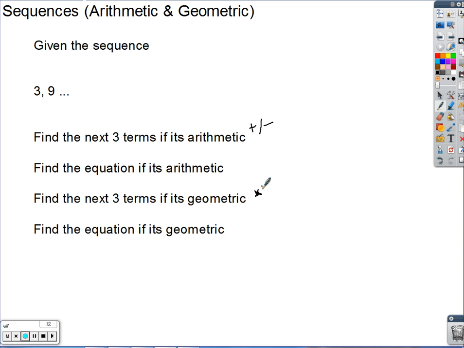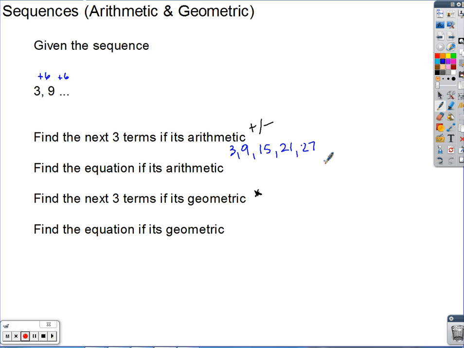So find the next three terms if it's arithmetic. Well, if this sequence were arithmetic, we have to add 6. So if I continue to add 6 each time, I will end up getting, for my next three terms, 15, 21, 27, okay, for my next three.